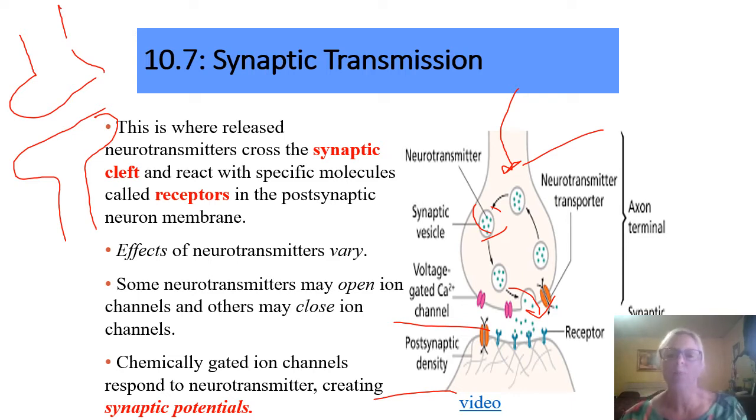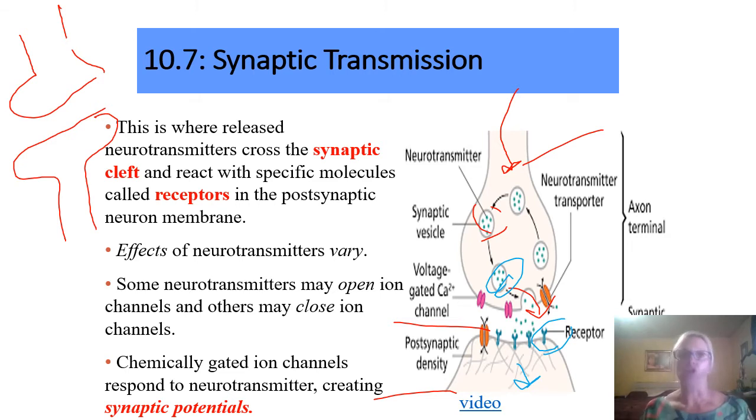And over here on the postsynaptic neuron, you can see we have some receptors that are going to be specific to these types of neurotransmitters that are going to be released. So some neurotransmitters, remember, can be excitatory and some can be inhibitory. So some can open ion channels for a response to turn something on, or they may close an ion channel in order to turn something off. Chemically gated ion channels respond to those neurotransmitters then and cause a synaptic potential, and then that is going to be converted to a voltage change, which can then cause an action potential.